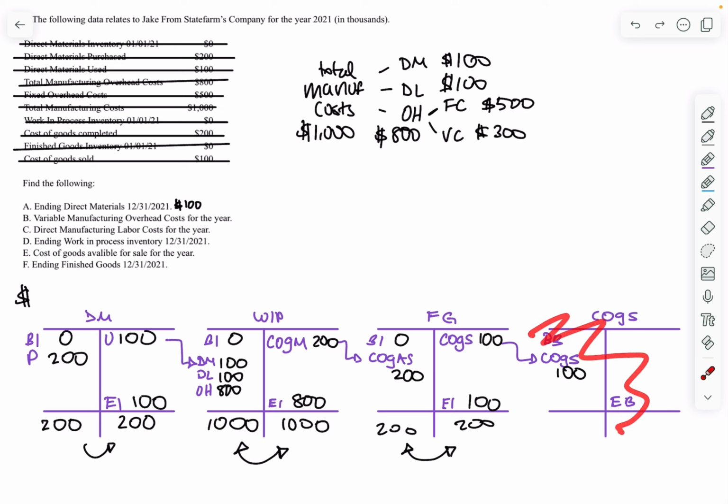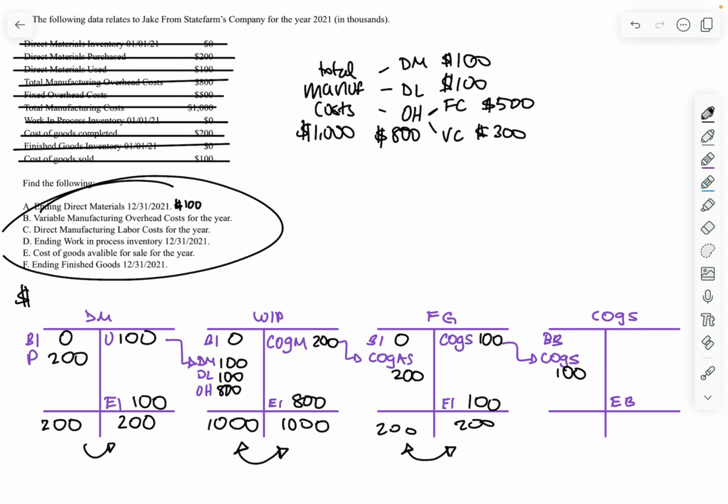We never care about any of this. We just care about this, right? The cost of goods sold, that goes from here to here. Cost of goods sold is where it ends. That's as far as they will ask you. So now that we're done plugging in, we can actually answer the questions, go through this real quick.